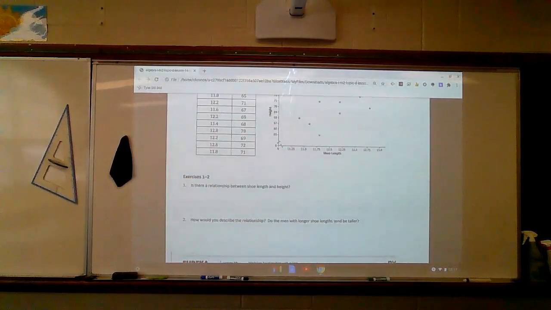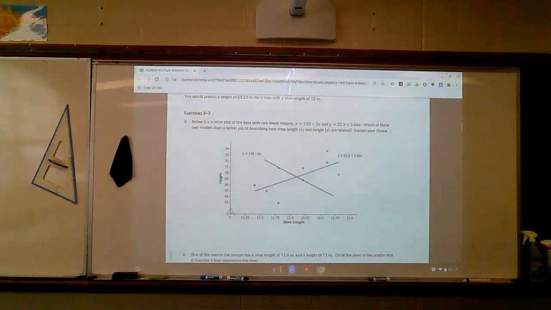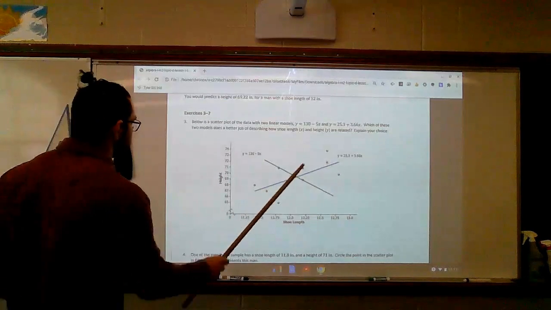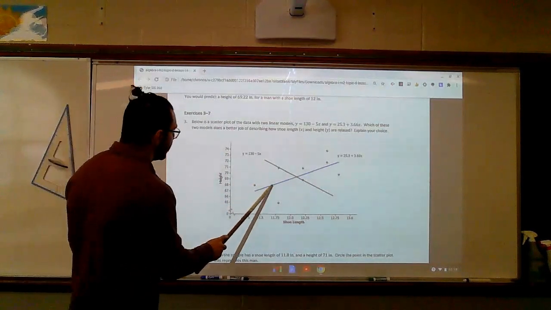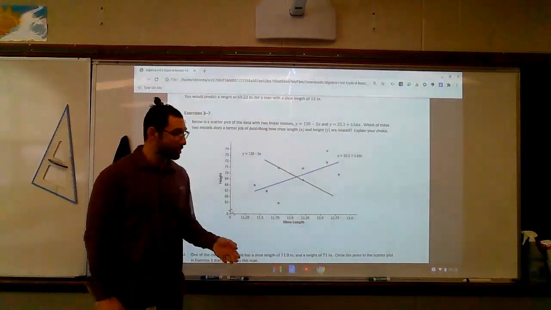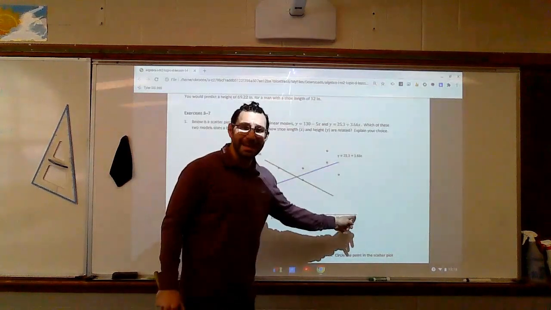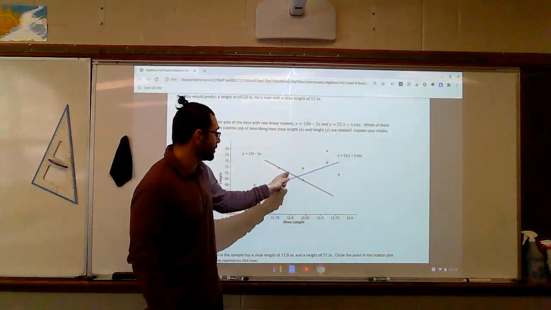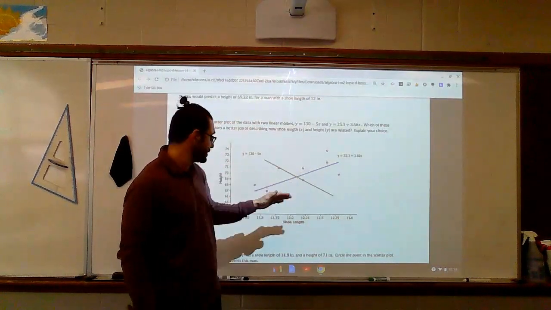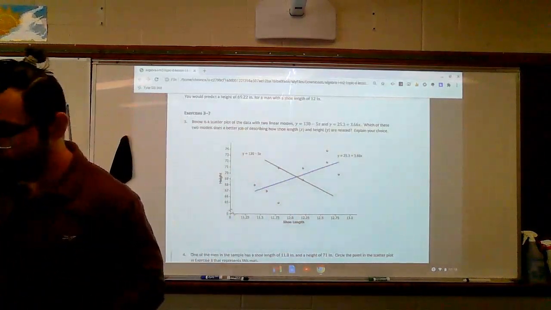Is there a relationship? Yes. How would you describe the relationship? Linear. Do the men with longer shoe lengths tend to be taller? Yeah. That's an easy one. Here's the same graph with two different models. Why is blue better than the black? Hopefully at this point you can understand X is increasing, so is Y. So it's not going to be a negative correlation. It should be positive. Even though this goes through 2 points and this doesn't go through any, we're still pretty pleased with it being a positive correlation. That's something important to know.